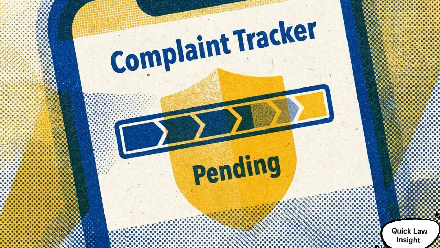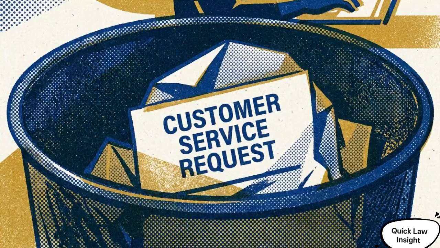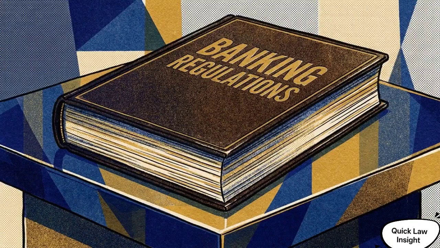If your bank fails to resolve the issue, or if they ignore your complaint for 30 days, you trigger the escalation protocol. You take the case to the Banking Ombudsman. Visit cms.rbi.org.in to file a formal complaint against your bank. This process is free, and any decision made by the Ombudsman is legally binding. Filing this official paperwork transforms the situation from a standard customer service request into a regulated compliance dispute that the bank is legally obligated to address.